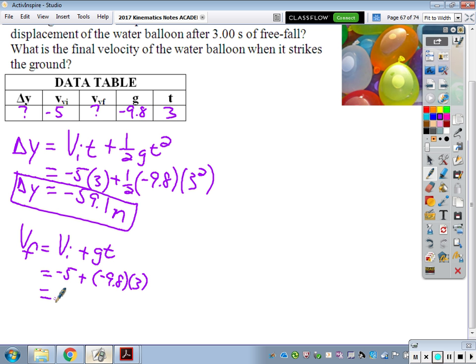Okay, so negative 5 plus negative 9.8 times 3. And Jacob, let me know what you got. Quality response. 7.3. I think we may have forgotten a negative somewhere. Maeve, you want to help out for a minute?